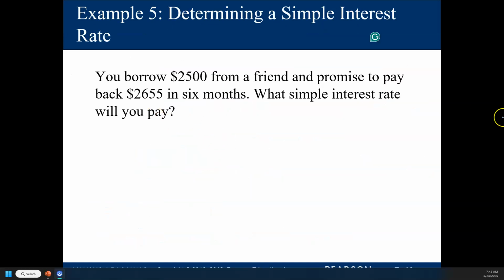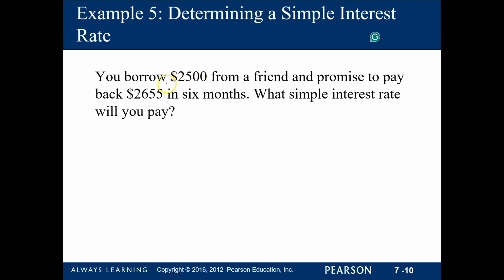So let's have this example. We have the problem. It says you borrowed 2,500 from a friend. 2,500 is what? This is our principal. And promise to pay 2,655 in 6 months. So as you can see, this is going to be the future value, and 6 months is going to be the time. What is the simple interest rate? So we are looking for the percent, the rate in percent. So how do we work with this? So again, we follow our formula. A is equal to P times 1 plus RT.